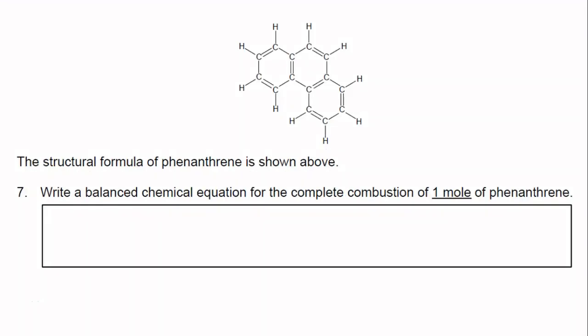All right, this is number 7. We're given a structural formula for a chemical called phenanthrene. Write a balanced chemical equation for the complete combustion of 1 mole of phenanthrene. If we count the number of carbons and hydrogens in this molecule, we have 14 carbons and 10 hydrogens. So our formula for phenanthrene is C14H10. This is a combustion reaction, so plus oxygen, O2, and the products are carbon dioxide and water.